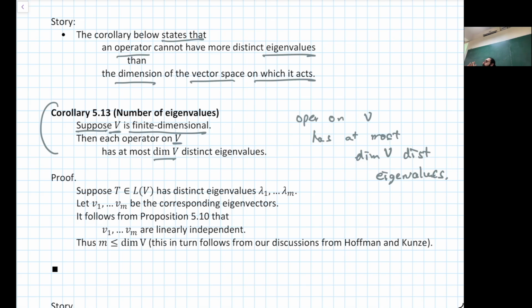So what did we show? We showed that if you have distinct eigenvalues, the corresponding eigenvectors are linearly independent. So if you have a vector space of dimension n, can you have more than n linearly independent vectors? Can you have more than n linearly independent vectors? Okay, so that's the proof.